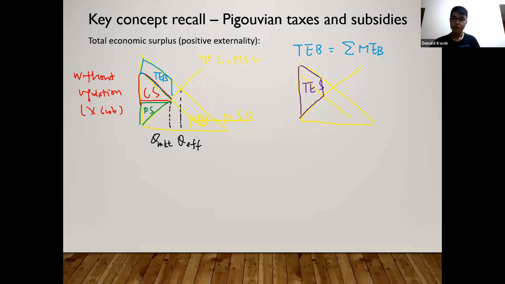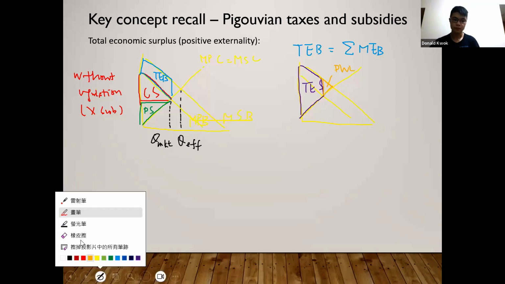Okay, so compared with the case where the total economic surplus is maximized, the unattained part of the total economic surplus would be this triangle, which is simply a deadweight loss. The triangle to the left-hand side of the efficient point is the deadweight loss.